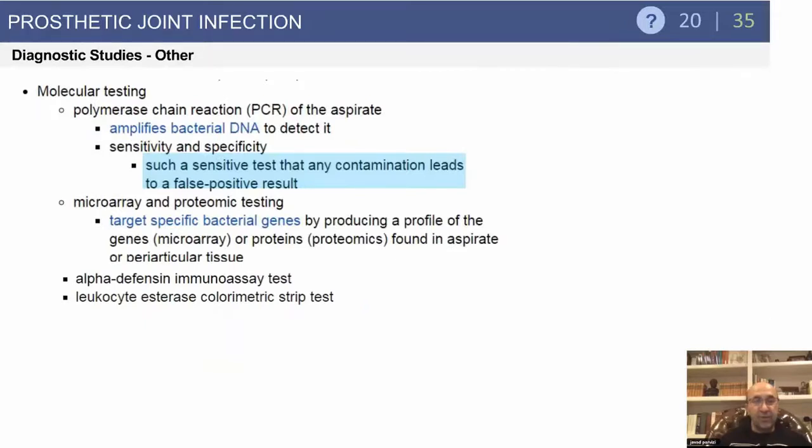Molecular testing, PCR, molecular markers such as alpha defensin and leukocyte esterase, etc. The future is going to be exciting with development of further tests such as next generation sequencing.